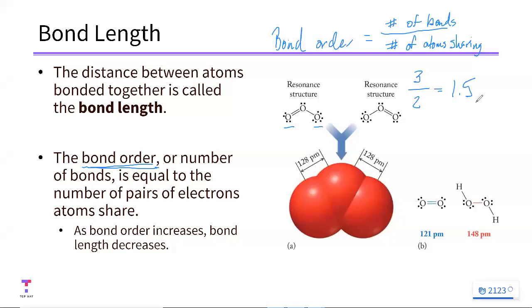And so when we talk about resonance, we often talk about whether this has more single bond character or double bond character. And we see in this instance, because of the bond length, we seem to have more double bond character. The bond length is a lot closer to the 121 than it is to the 148.